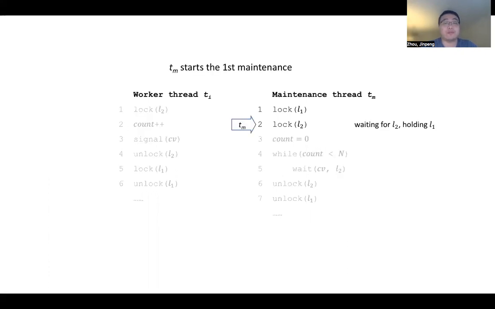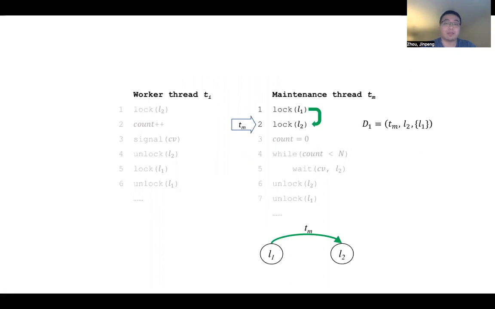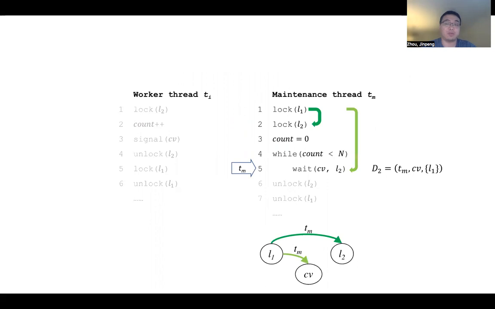Now, let's assume the first maintenance starts. The maintenance thread Tm proceeds to the second lock acquisition. It is waiting for the lock L2 while holding lock L1. This hold and wait relation can be represented by dependency D1. Then, when the thread Tm moves to the wait operation, it is waiting for the signal while holding the lock L1. Similarly, this relation can be represented by dependency D2.